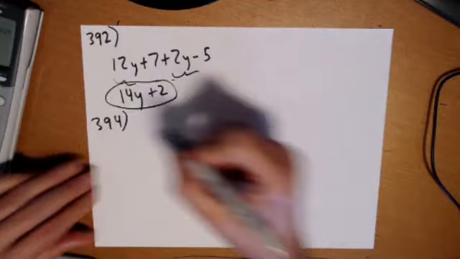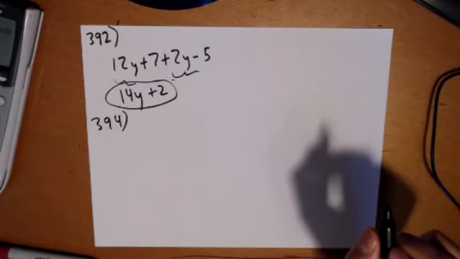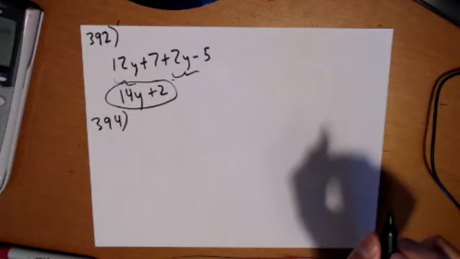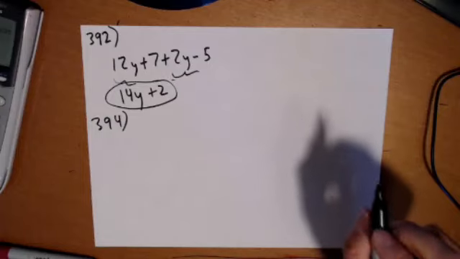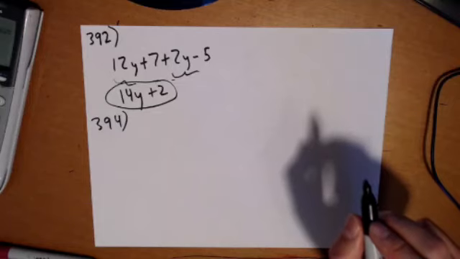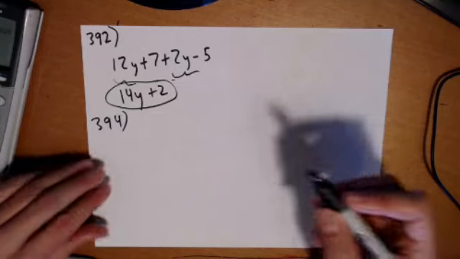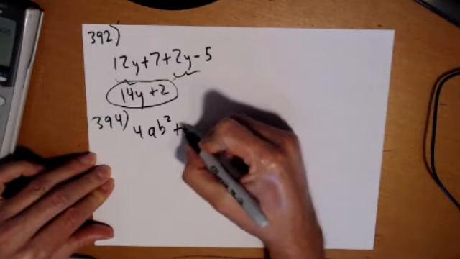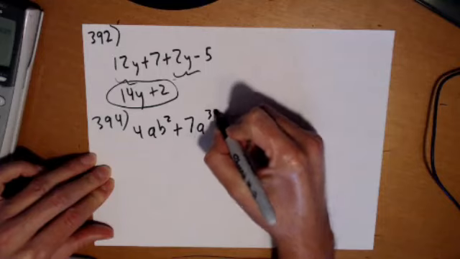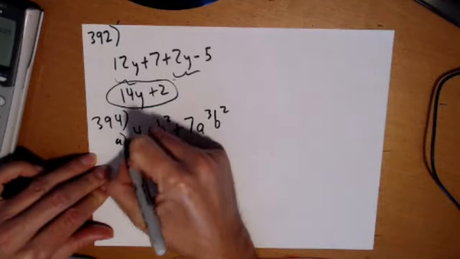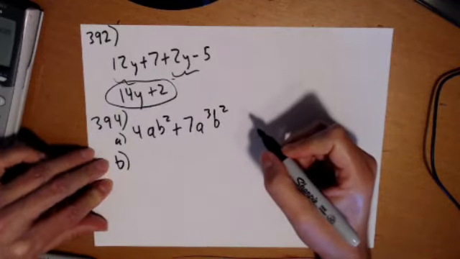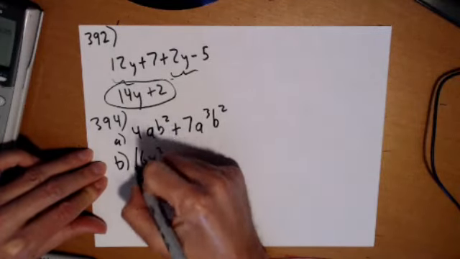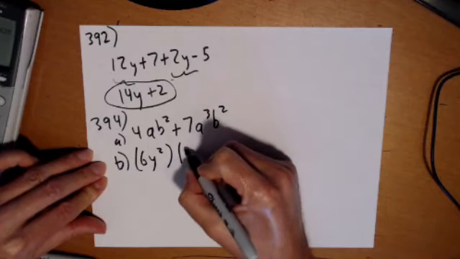394. Okay, I go back. In the following exercise, translate the phrases into algebraic expressions. 394, the sum of 4ab squared plus that. So the sum just means add things together. So 4ab squared, the sum of them, so add them together, 7a cubed b squared. Part B says the product. Product means multiply. So 6y squared and multiply. I'll use parentheses. And 3y.